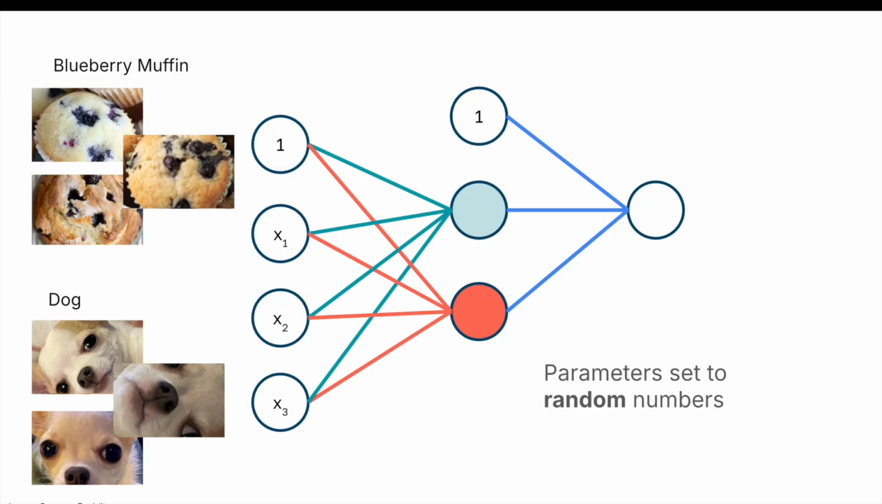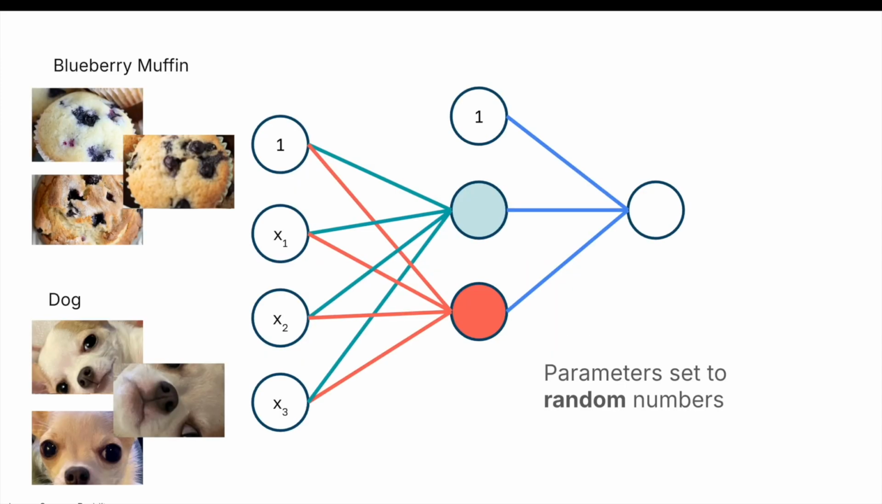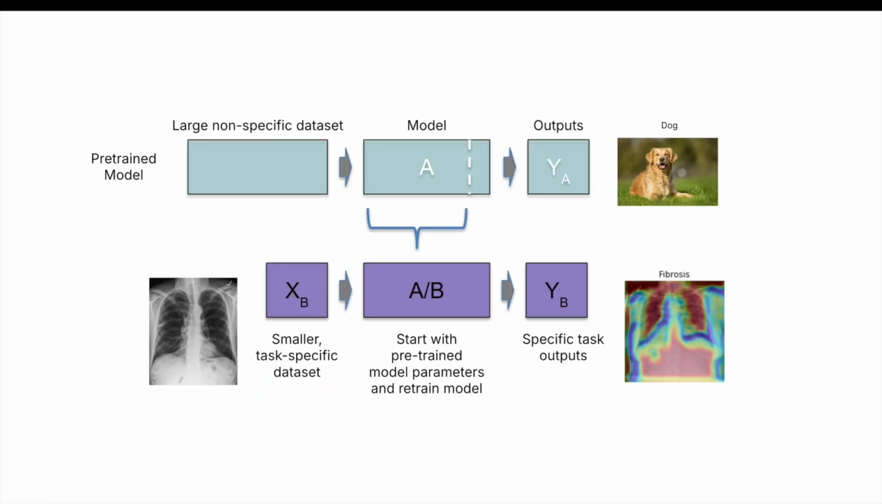Now, remember that parameters are set to random numbers at the start of training. The nice thing about using a pre-trained model is that your parameters are not set to be random numbers. They've already been trained. And we can leverage this if we wanted to start with our pre-trained model parameters and retrain our entire model. So this is another option for you when doing fine-tuning. You can retrain your whole model, but just start with pre-trained model parameters instead of those randomly initialized model parameters. And because these weights are already closer to what you need, it will take a lot less time to train.